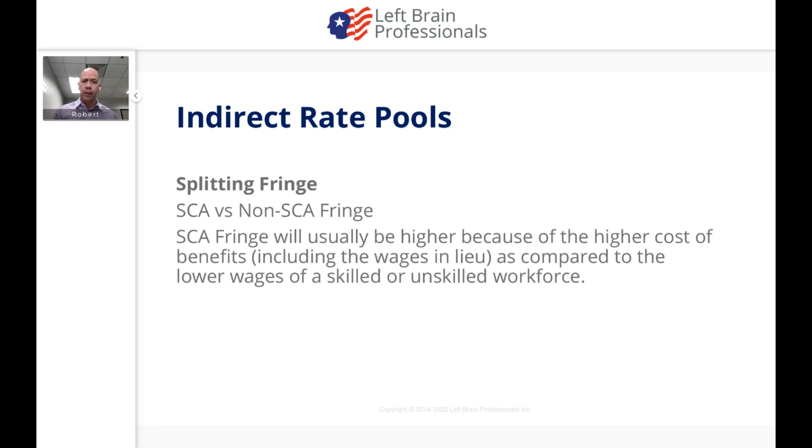That's why, when we have these organizations who say, hey, I'm doing a fair amount of both SCA and non-SCA work, we say, okay, now it's time to split this fringe so that I can align my SCA fringe costs with my SCA labor, and then do the reverse with my non-SCA. SCA, I'd say, will usually be higher, certainly in the cases that we're dealing with. Not always true, but will often be higher because of the higher cost of the benefits that I've talked about. Remember that the fringe amount does include the wages in lieu because it is a fringe aspect.